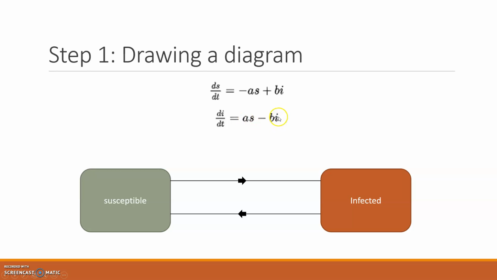And it's the same thing for the BI. This is the proportion of the population that's infected but is becoming susceptible. So here you just have the negative AS flowing out of the susceptible population and flowing into the infected population. And then you'd have the negative BI flowing out of the infected population into the susceptible population.